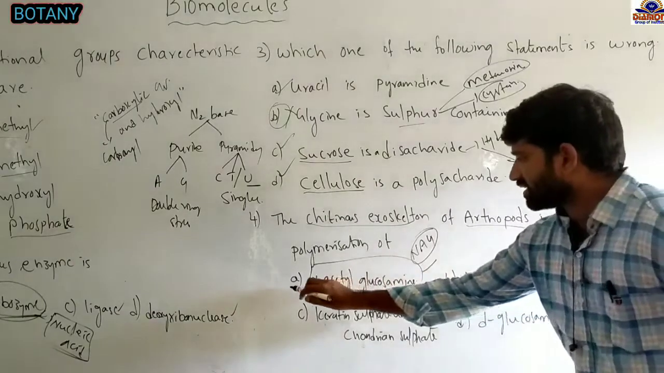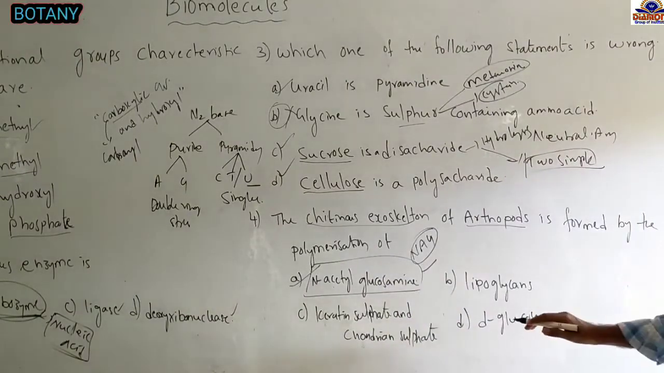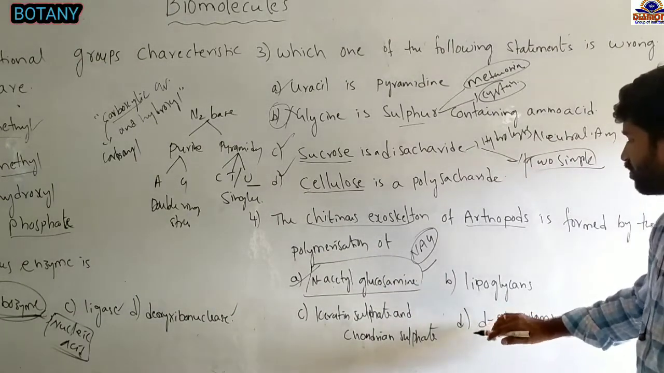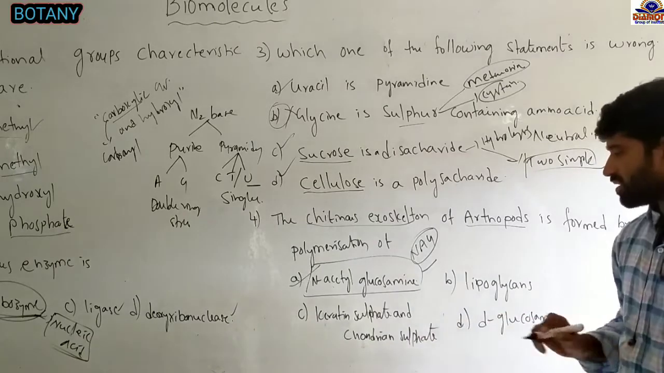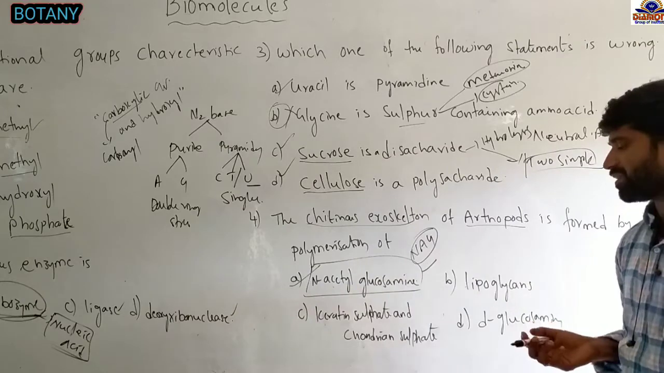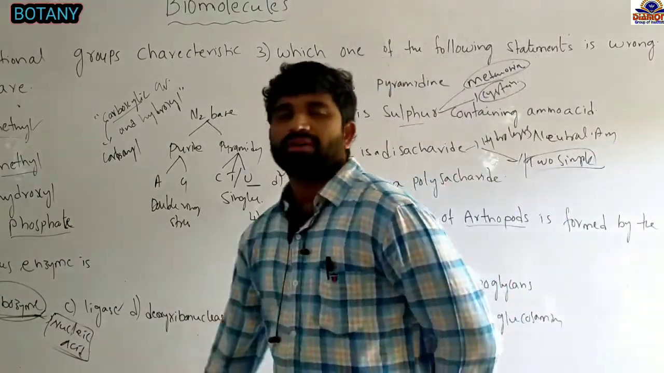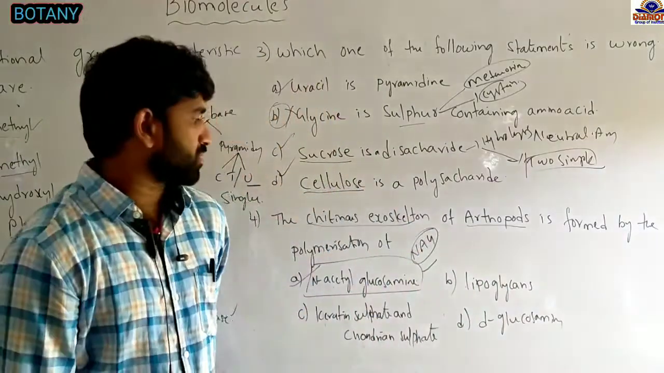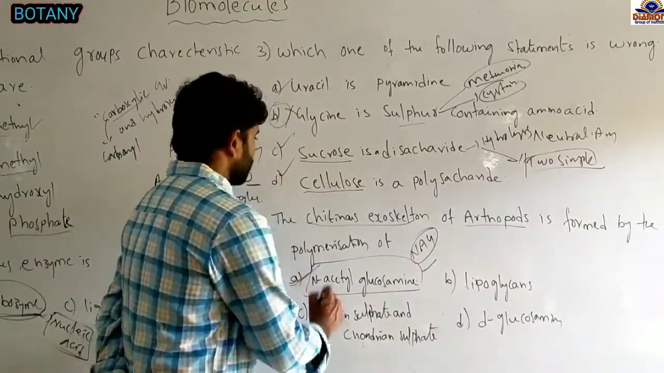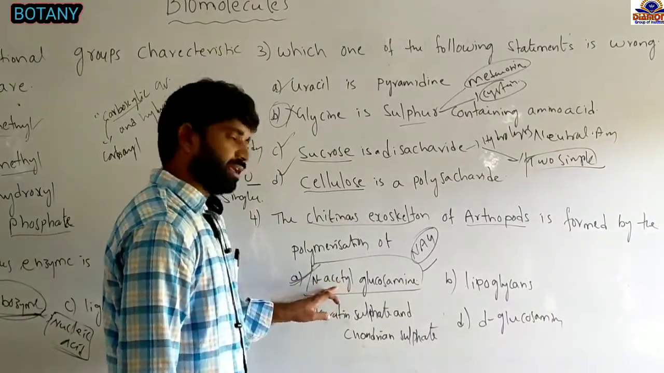So the answer is N-acetyl glucosamine, and the remaining are lipoglycans and D-glucosamine. D-glucosamine is a structure of glucose, and lipoglycans we see in the plasma membranes. Keratan sulfate and chondroitin sulfate are used in the preparation of shampoos. So the exoskeleton of arthropods is made up of N-acetyl glucosamine.